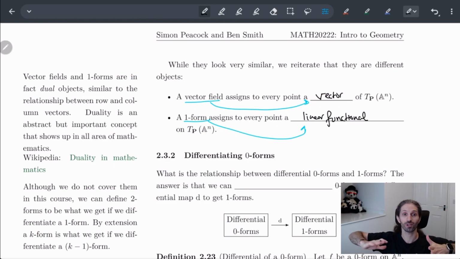So we will end this video here. In the next video, we're going to start looking at what are called differential forms. So we're going to start looking at differentiating. So I will see you in the next video.